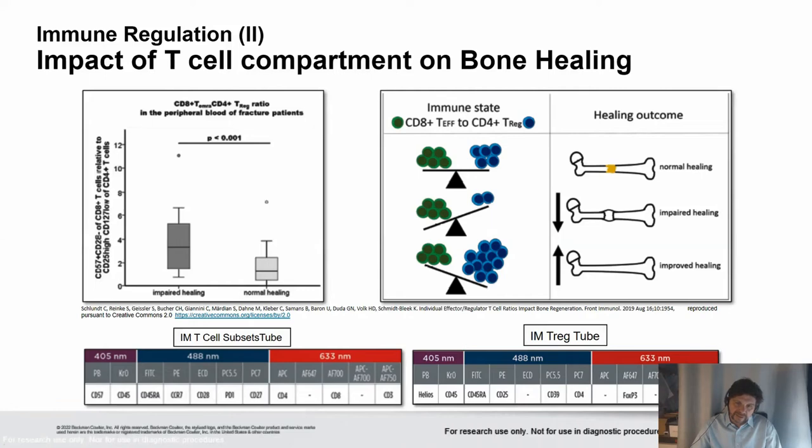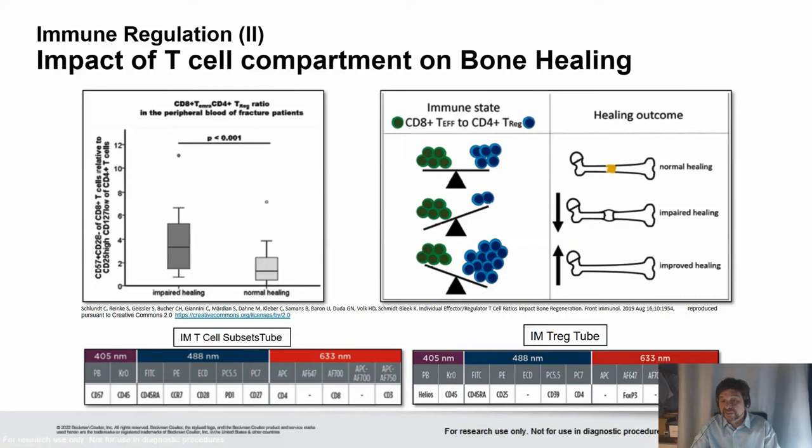So by identifying all these subsets in the CD4 and CD8 T cells, it was found that specifically the ratio between these two types of cells is very indicative, or has a predictive value, when it comes to the natural bone healing process. So in case there is a certain balance, shown as the highest line in the red box, we see there's a normal healing process. If the CD8 plus T effector cells prevail, we see that there's an impaired healing, and this could be pretty dramatic. While if the T regulatory cells prevail, we even see a certain improvement of the healing over the more normal healing process.